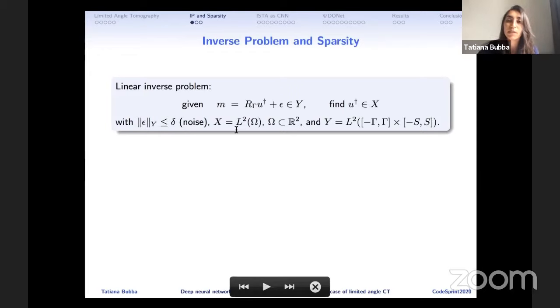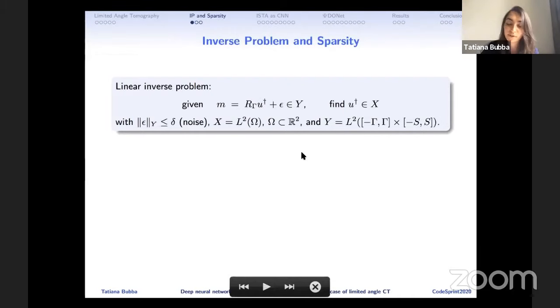And in the case of the limited angle transform, we have that X is L2 of omega, where omega is a domain in R2, and Y is L2 of minus gamma to gamma, our visible wedge, and the space for the offset, where the variable S lived, if you recall the definition we gave for R gamma.